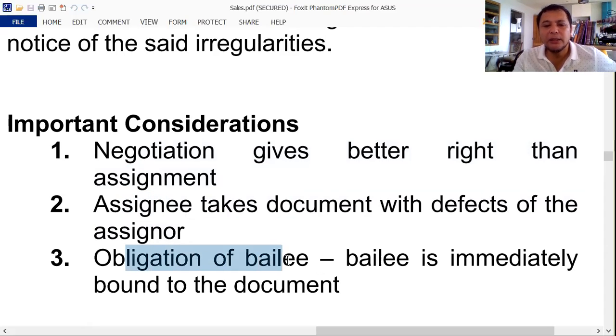Obligations of the bailee, meaning the warehouseman. The bailee is immediately bound to the document. Meaning, if the bailee is presented with the document, he must make good his promise to deliver the goods to that person, to the bearer, or to the holder of the warehouse receipt.